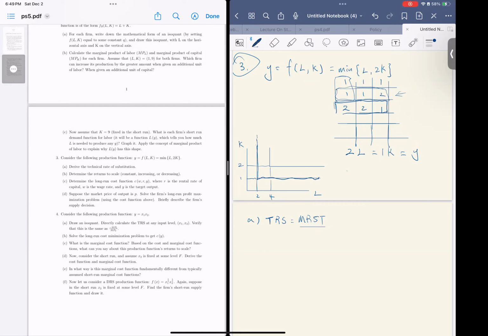Because this isoquant, we don't really have a technical rate of substitution, because whenever we increase a unit of capital, it doesn't mean anything, and when we increase a unit of labor solely, it doesn't change anything. So maybe saying it doesn't exist is too strong a word. Let me see how I answered it wrong last year. Give me 1 second.